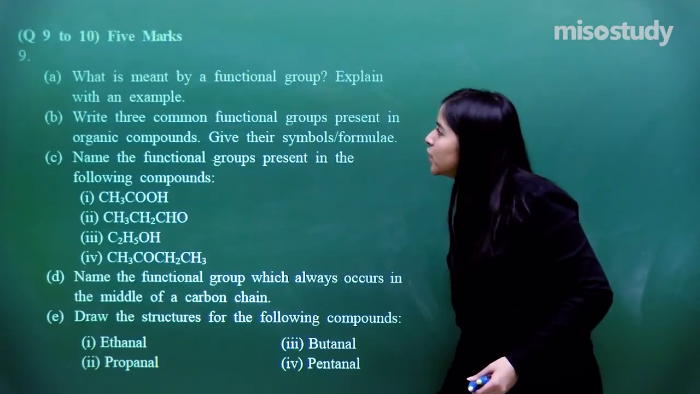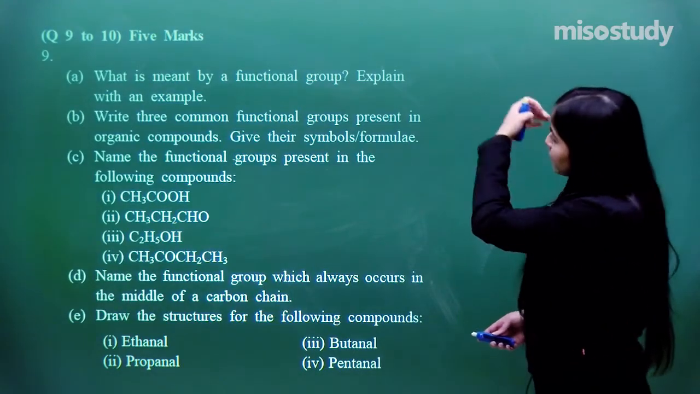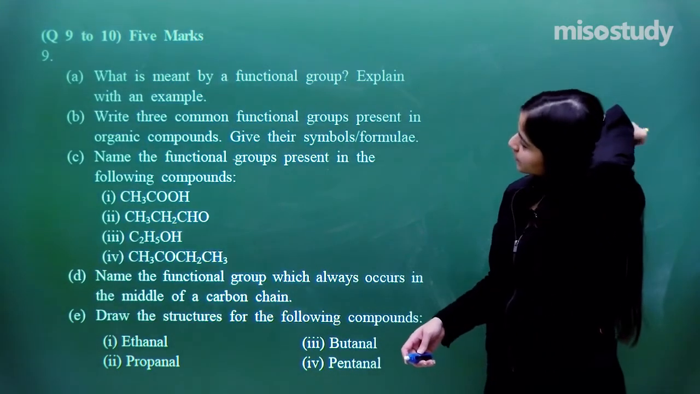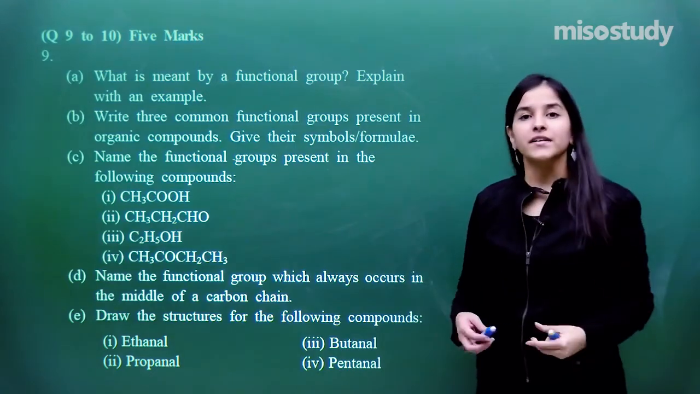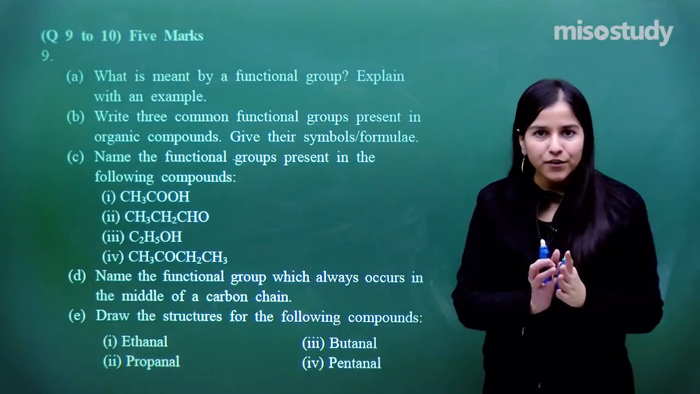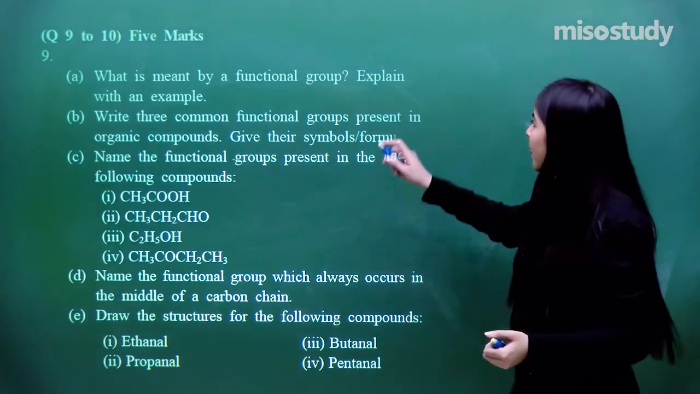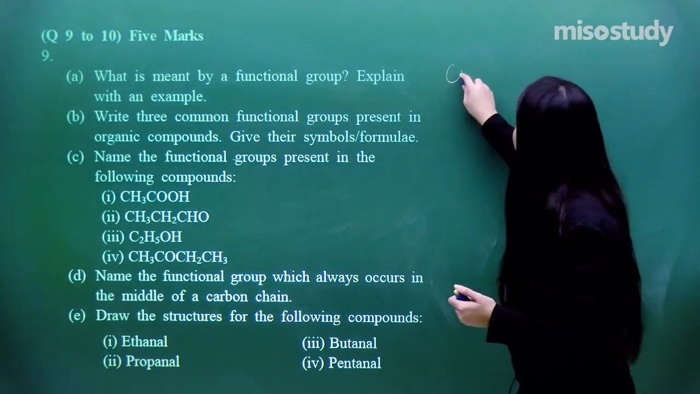Now, question number 9, a 5-mark question. What is meant by a functional group? Explain with the help of an example. So, a functional group is a kind of group which, when attached to a pure hydrocarbon chain, will change the entire chemical nature of it. Fine. Explain with the help of an example.